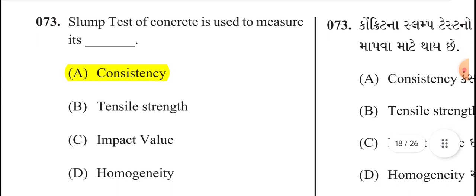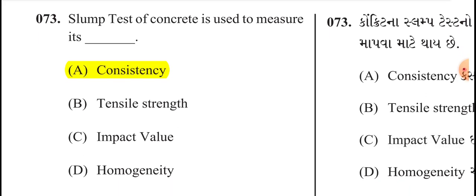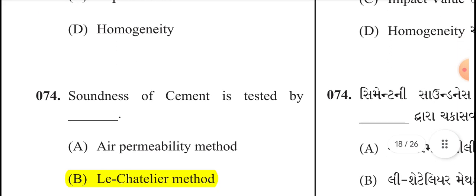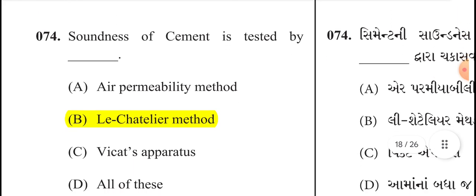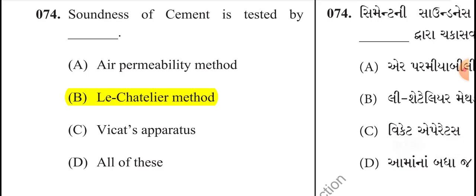Slump test of a concrete is used to measure its consistency, tensile strength, impact value, homogeneity. So slump test of concrete is to measure consistency and workability. Soundness of cement is tested by air permeability method, Lee-Chatelier method, Vicat apparatus, all of these. So soundness of cement is tested by the Lee-Chatelier method.